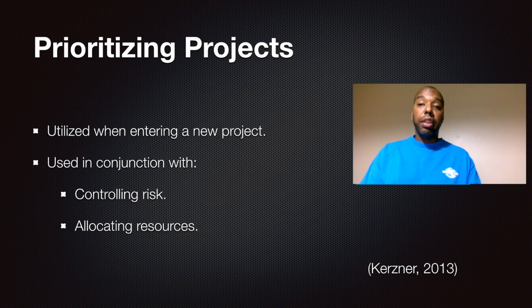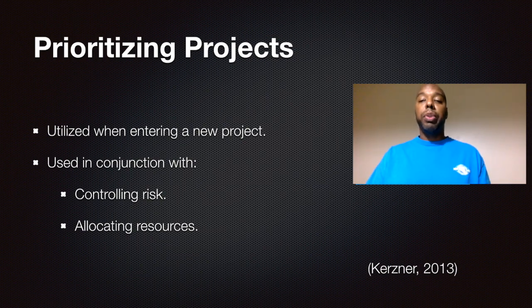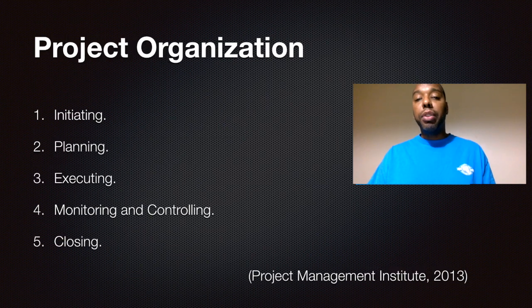There are a number of methods used when doing these types of feasibility studies. In addition to that, there's prioritizing the project. This is utilized when entering a new project. It's used in conjunction with controlling risk or even allocating resources. And then there's the project organization. The project organization has 5 different steps: initiating, planning, executing, monitoring and control, as well as closing.